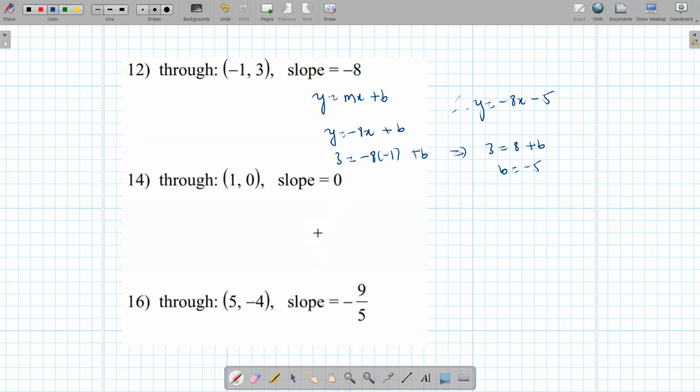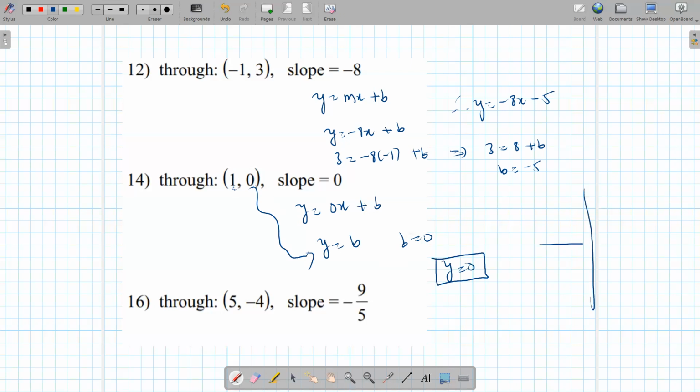All right. So we can always plug it into this. So y equals 0x plus b, right? So y is equal to b. To find the b value, you want to plug in x and y. There's no x, so you only plug the y in. B is 0. That means the equation of this line is y equals 0. So it goes through the x-axis like this. Slope 0 means it's a horizontal line and it's going to be y equals something.